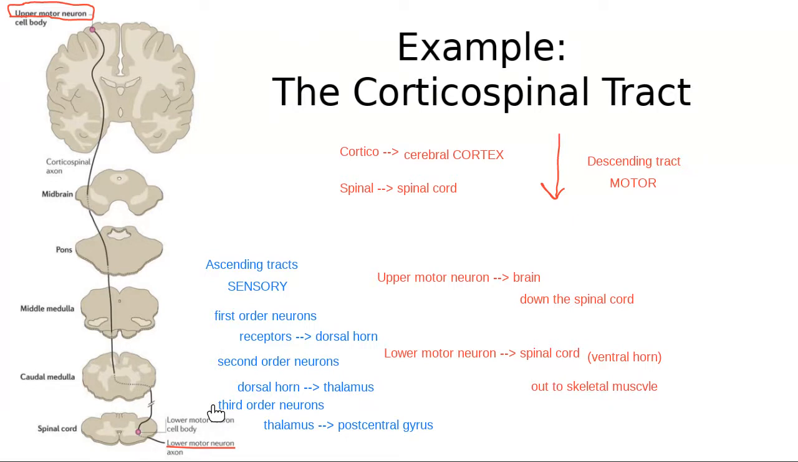Never tell me that a first, second, or third order neuron is in a descending tract, and never tell me that upper motor neurons or lower motor neurons are in an ascending tract. Make sure we can keep track of which kind of neurons live in what kind of tracts. So this is a descending tract, the corticospinal tract, because I start in the brain, the cerebral cortex, and go down to the spinal cord. That tells me we've got motor information. That tells me we've got an upper motor neuron in the brain and a lower motor neuron that leaves through the spinal cord.